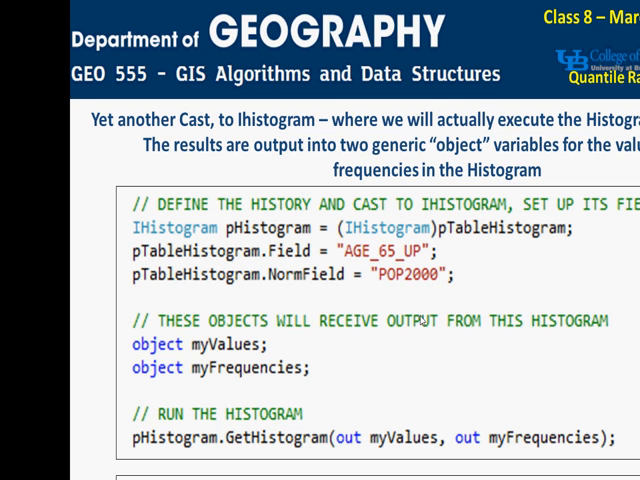We then define my values and my frequencies, which the histogram will write. The histogram has a method called getHistogram that writes out the values and frequencies to those two variables. Then we go back to the Esri iClassify object, set histogram, and then give the classify object the values and frequencies. And then finally, the iClassify object has a method called classify. Then you tell it how many breaks you want. Four in this case.